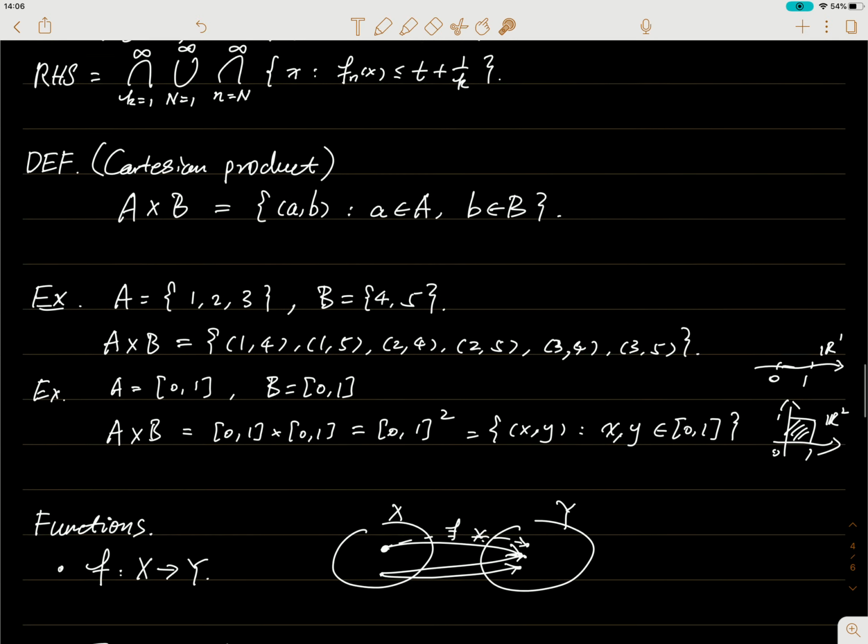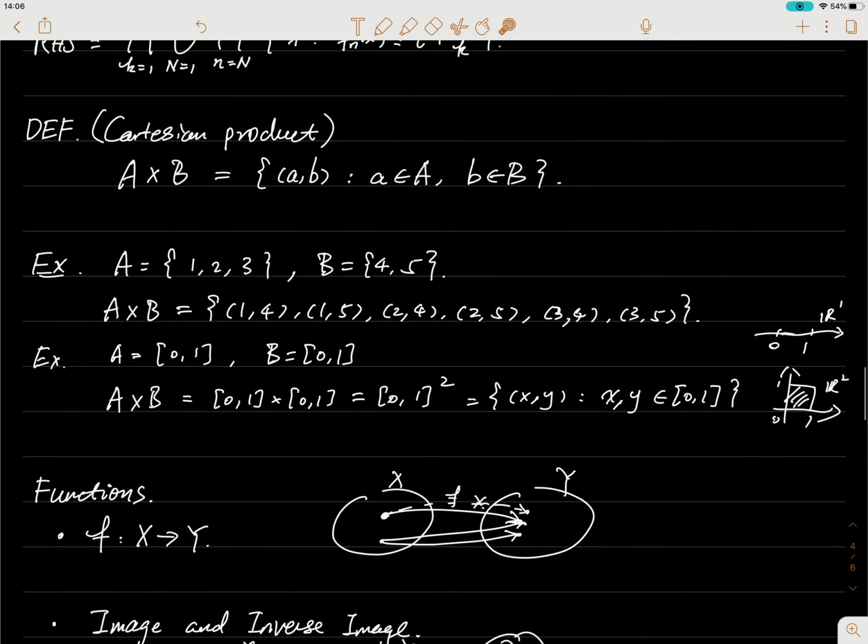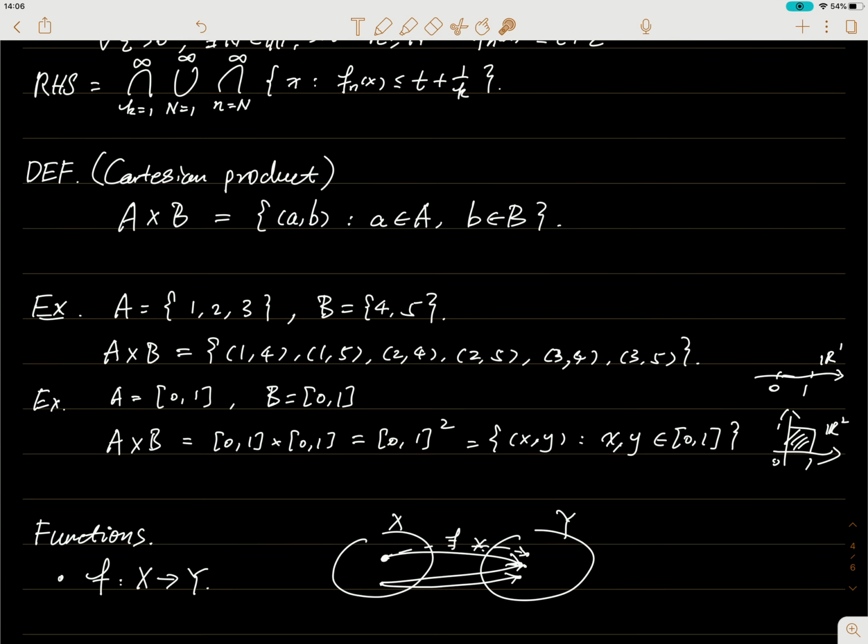Okay, before we close this section, I give the last definition, called the Cartesian product. So we have two sets, for example, A and B. Then the Cartesian product of these two sets is just this kind of pairs. It's an ordered pair where the first argument is from the set A and the second argument is from the set B. So the Cartesian product of A and B is just the set of those pairs where the first argument is from A and the second argument is from B.